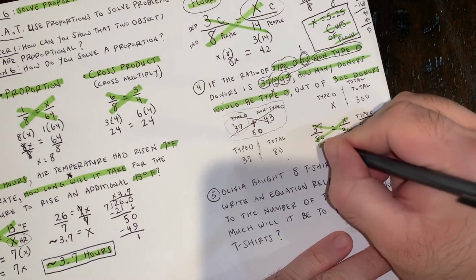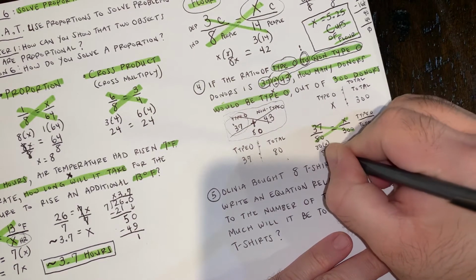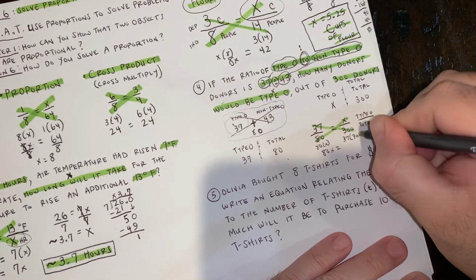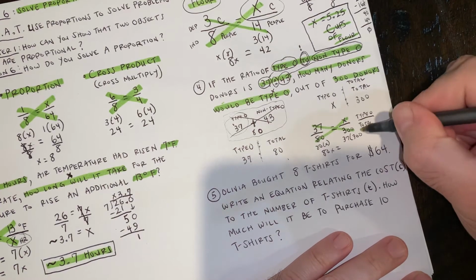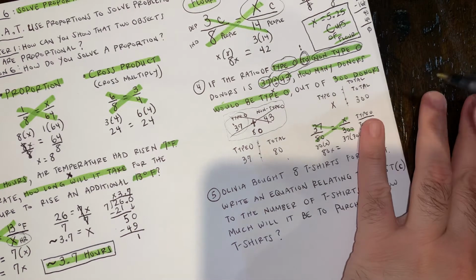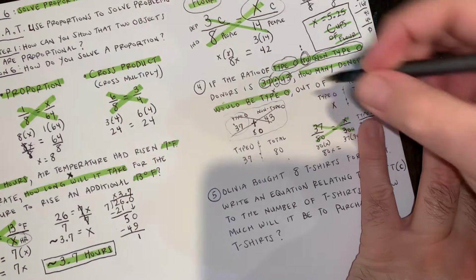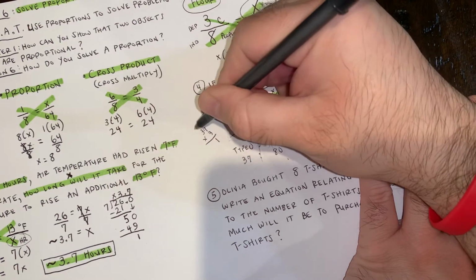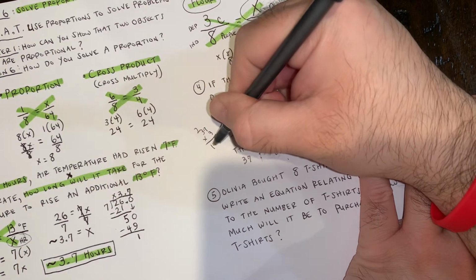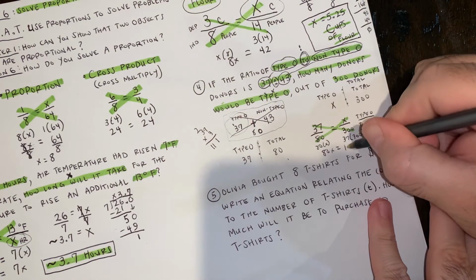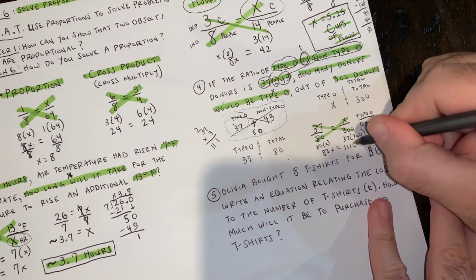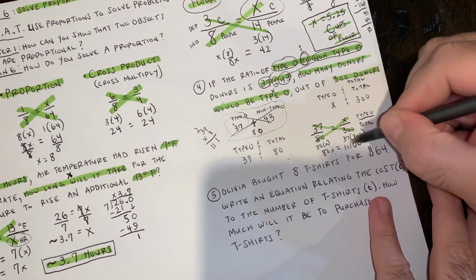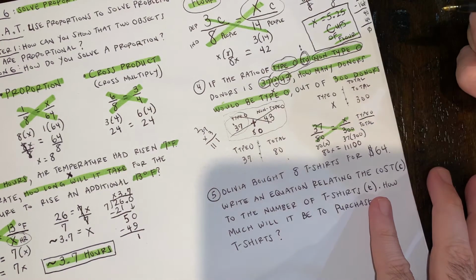80 times x gives you 80x, and that is equal to 37 times 300. Here's a little trick: ignore the zeros. So you actually have 37 times 3, which gives you 111. Then you add the two zeros that you originally ignored from the 300. So we have 80x is equal to 11,100. So what's your next step?